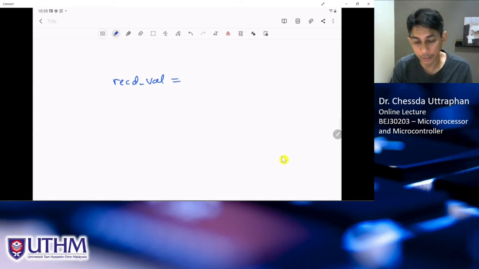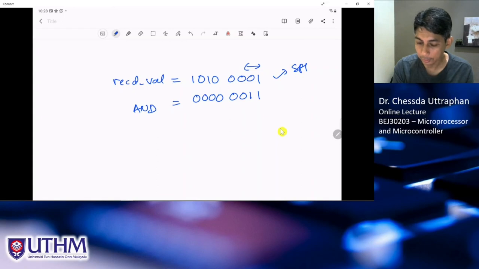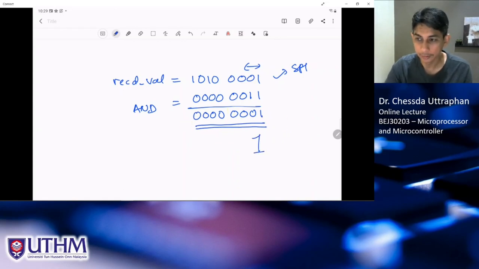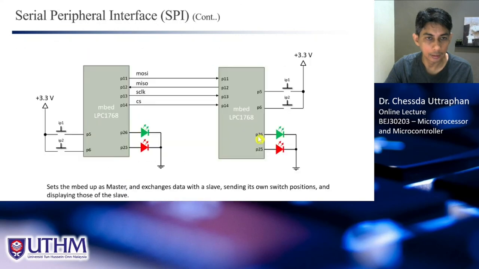So for example, if the data that we receive is 1010 0001, means that SP1 from the first or from the master is pressed, right? So we need to interpret this data. So what we do is that we AND with number 3, which is 00000011, right? Because only these 2 bits are meaningful, the rest is not used, yeah? So if we AND, we will have 00000001, which is number 1. So if this is 1, the red LED will be turned on.